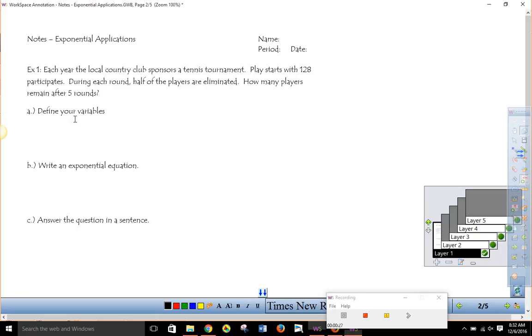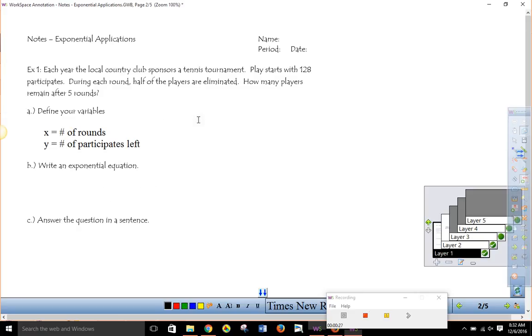So first you need to define your variables. What is your input? What is your output? X should be the number of rounds playing, and Y should be the number of participants that you have left, because you're going to input which round you're at, and you're going to get an output of how many participants are playing. Okay? With the exponential equation, we're going to do that Y equals A times B to the X power.